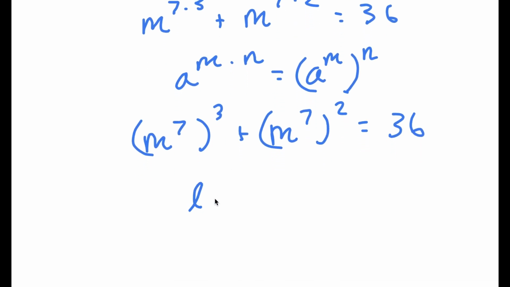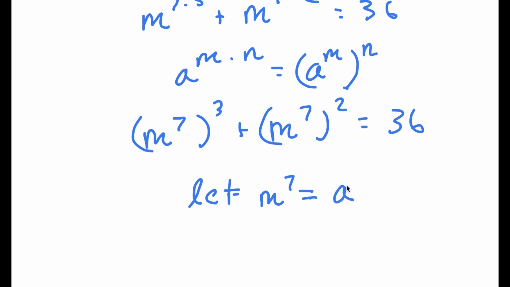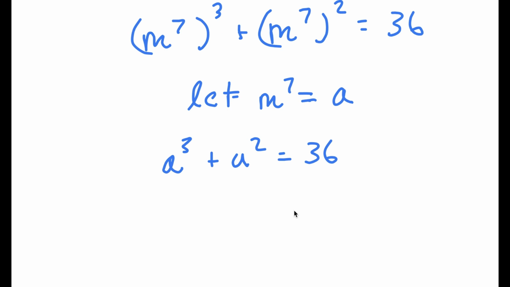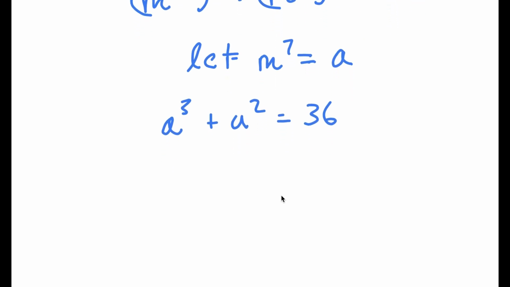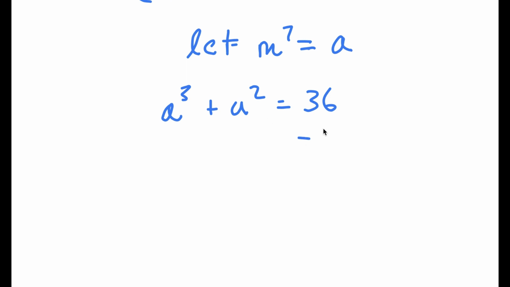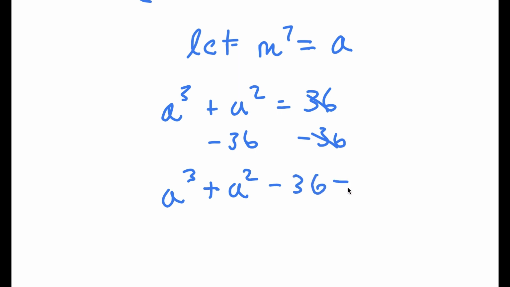Now I'm going to let m to the power of 7 equal the variable a. So now I have a to the power of 3 plus a squared is equal to 36. So now I'm going to subtract 36 on both sides, and I get a to the power of 3 plus a squared minus 36 is equal to 0.